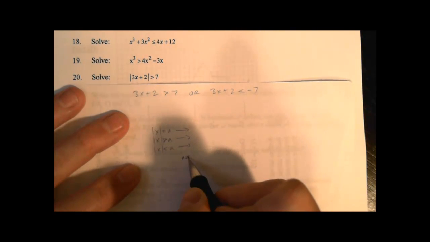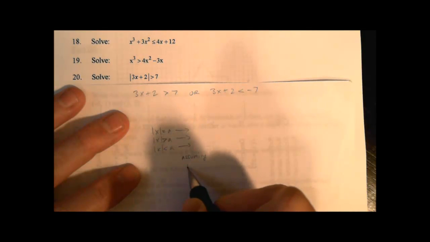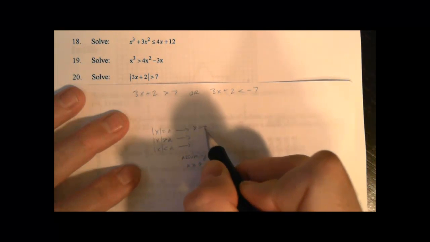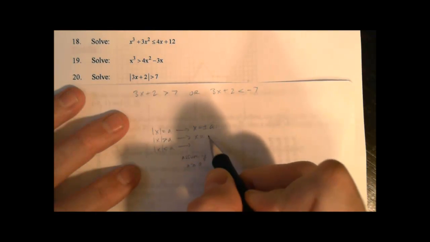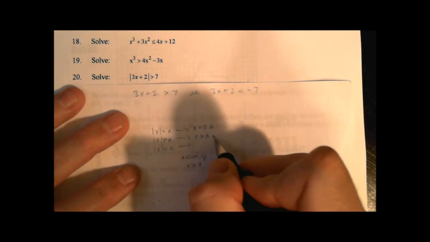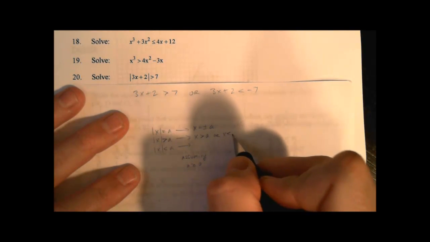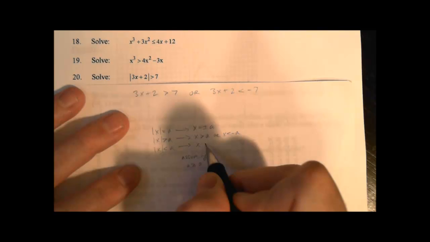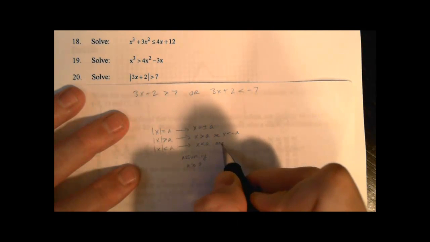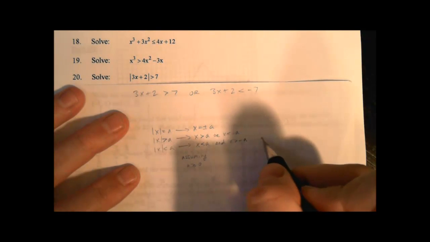And I'm going to say, assuming a is greater than or equal to 0, we'll get x is plus or minus a, x is greater than a, or x is less than the opposite of a, x is less than a, and x is greater than the opposite of a, namely minus a is less than x is less than a. And again, pictorially, remember the absolute value of a number is its size.